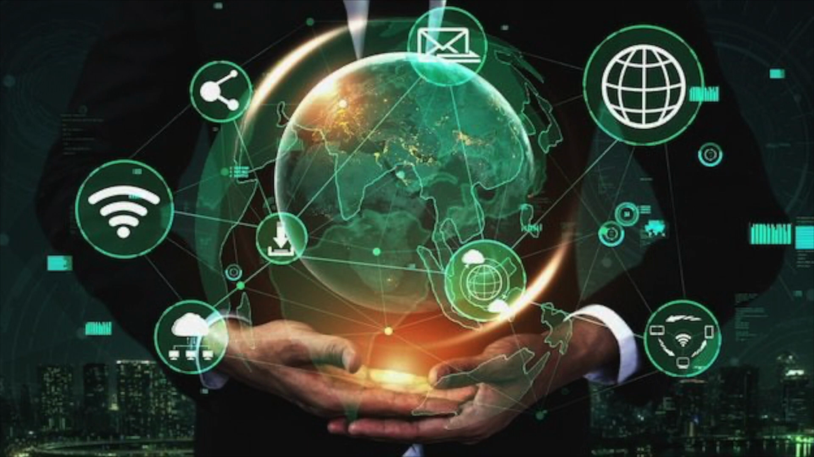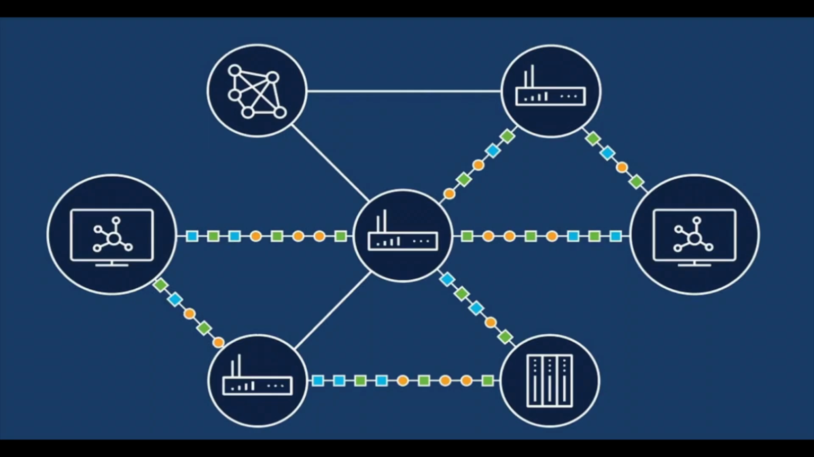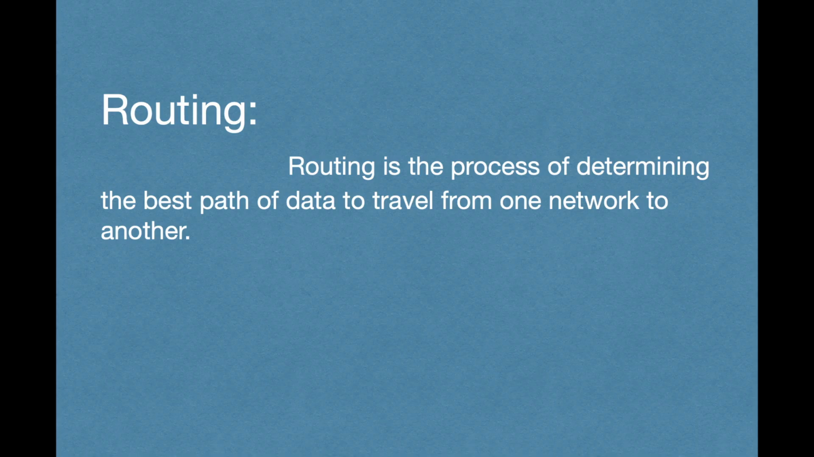The Internet is a remarkable technological achievement, connecting millions of networks worldwide and enabling seamless communication between them. But how does this intricate web of connectivity work? It's all about routing. At its core, routing is the process of determining the best path for data to travel from one network to another. Whether you're accessing information from the other side of the planet or sending a message to a friend, routing is what makes it all possible.